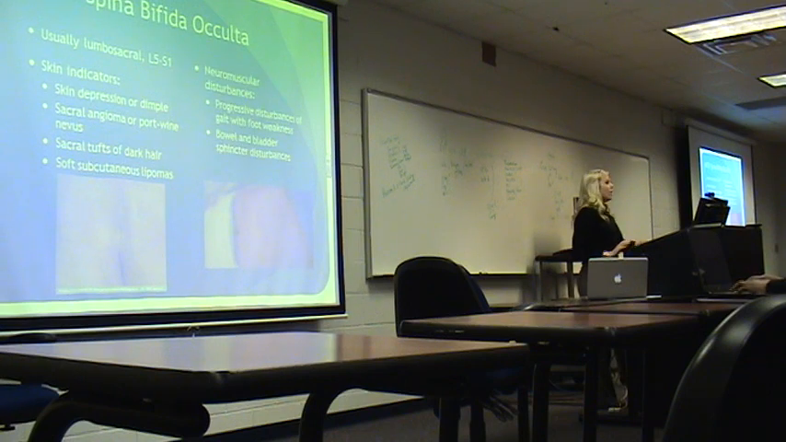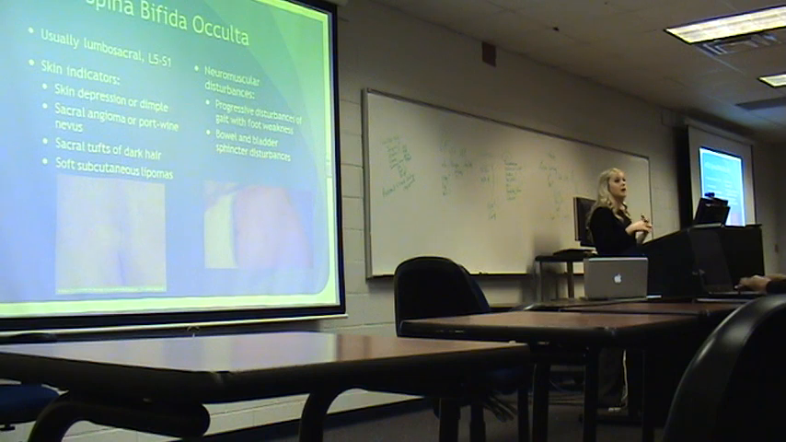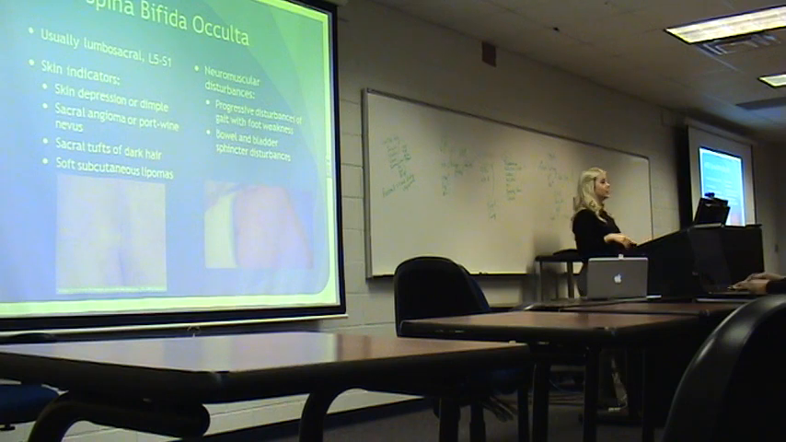So, these babies sometimes don't have any type of neuromuscular disturbance. But if they do end up having a disturbance, then it's usually a progressive disturbance with foot weakness. So you'll just notice one of their feet is having some weakness, and that'll progress through their life. Or they might have bowel and bladder sphincter disturbances. So they might have issues with continence, with retention, and we'll talk about that a little more later because that's a lot more common with our external defects.